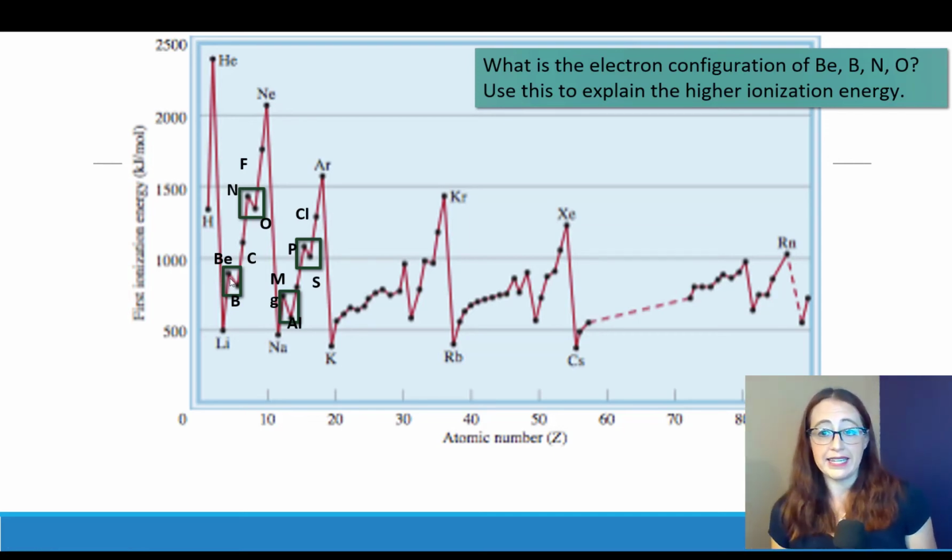Now, let's explain this. I want you to take a moment, pause the video, and write out the electron configurations for the 4 elements that I have listed here. While you're doing this, what do you notice about their electron configurations? And then how does this relate to what I talked about on the last slide? Come back when you're either finished or stuck and need a bit of help.